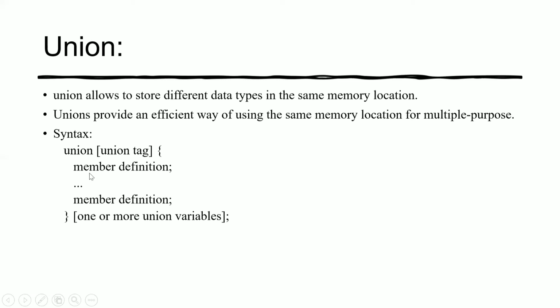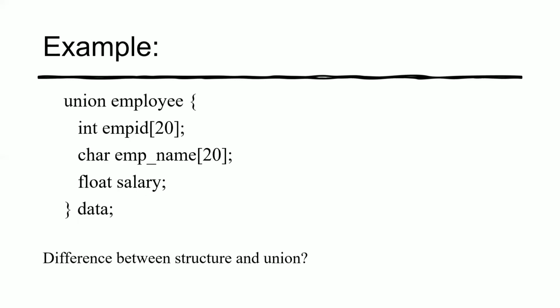Those variables which are to be used should be enclosed in these braces, and then one or more union variables. In structure also we can use one or more structure variables. So here is an example. Union employee will have employee ID of type integer array, then character employee name. This is employee name of character array type. Then we'll have float salary. Then data is the union variable which is used to access employee ID, employee name, and salary.